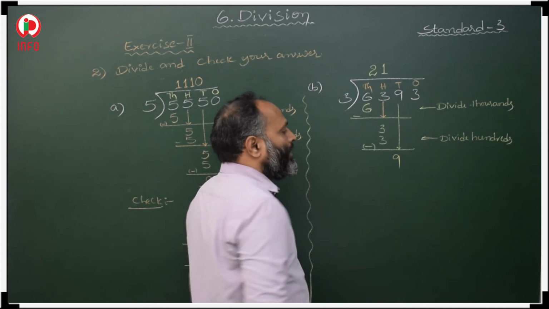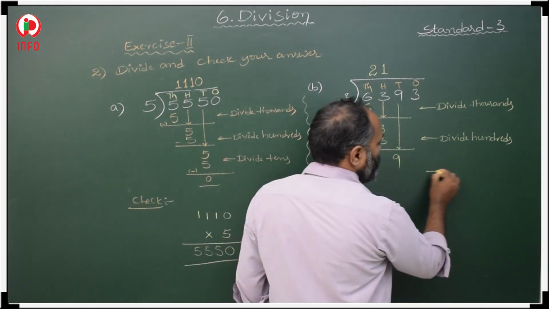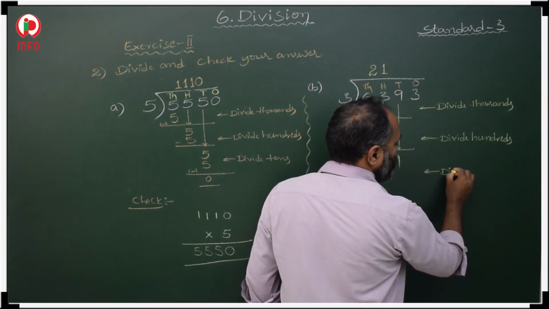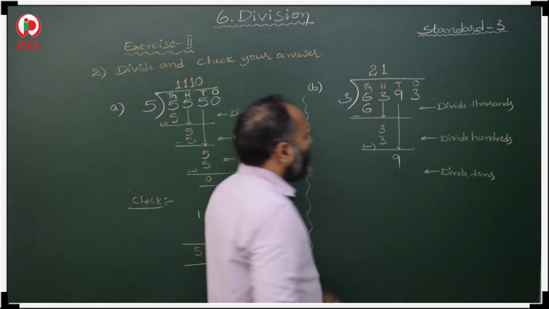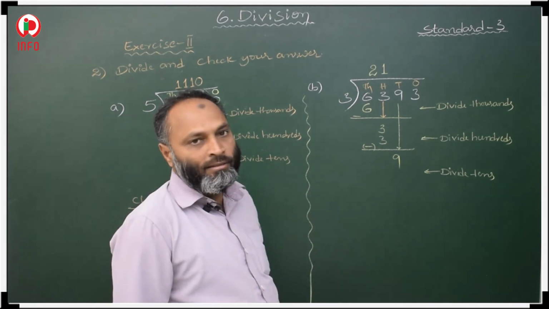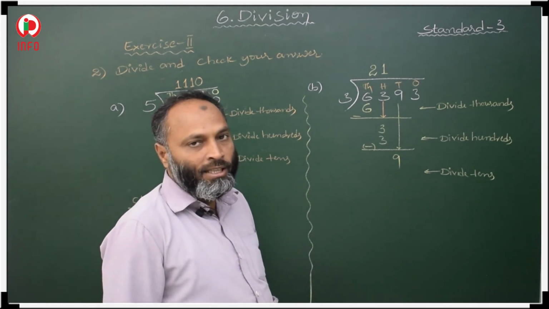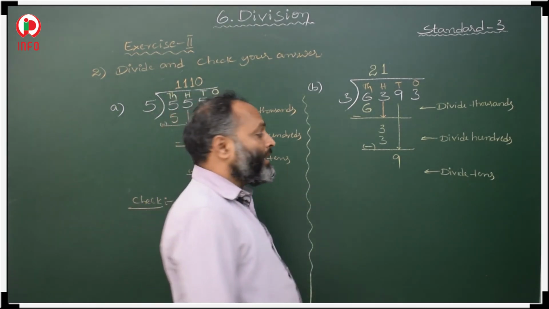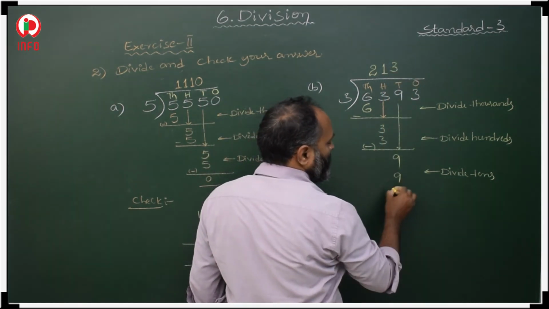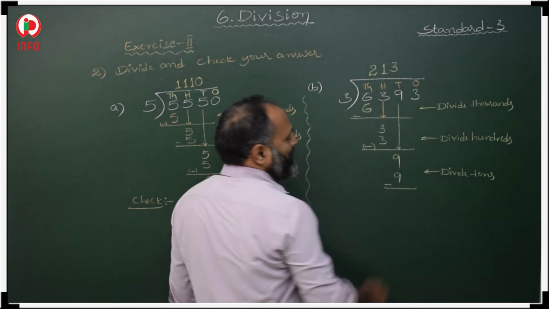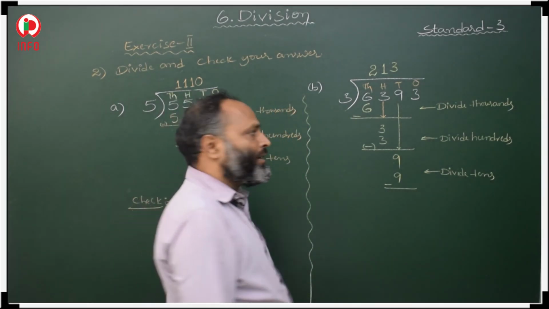9. Now you divide tens. Now in the 3 table when you will get 9: 3 ones are 3, 3 twos are 6, 3 threes are 9. That 3 we have to write in the quotient, 3 threes are 9. Then 9 minus 9 is 0, no need to take that 0.